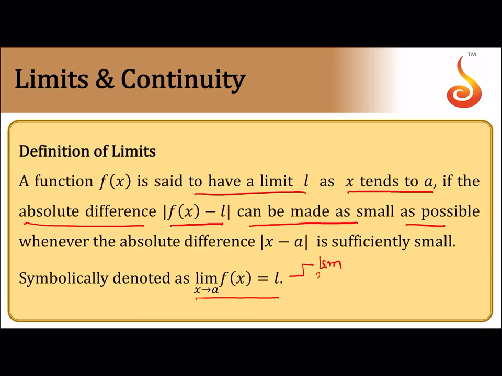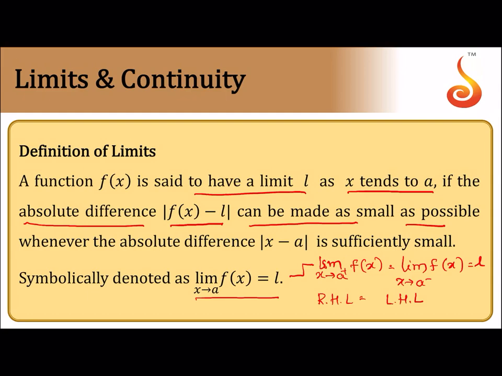A function f of x is said to have limit L as x tends to a if the absolute difference mod f of x minus L can be made as small as possible. We write limit x tending to a f of x equal to L. Actually, there are two parts. Limit x tending to a plus f of x must be equal to limit x tending to a minus f of x. Then we say the limit exists.